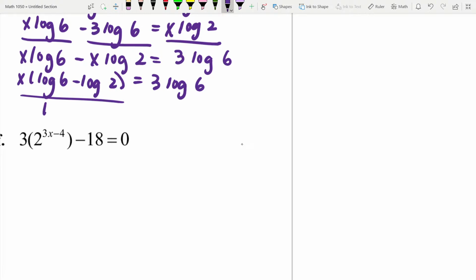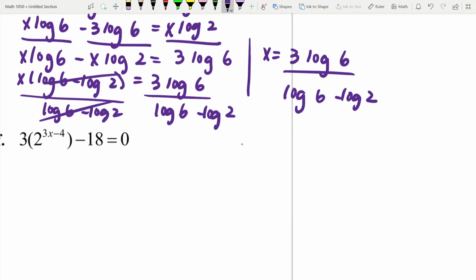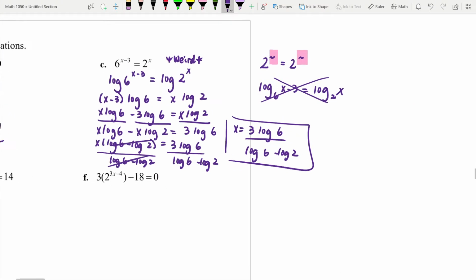Yeah, let's write it out. So let's go log 6 minus log 2 divided by that on that side, and then log 6 minus log 2 on that side. Cross them out over here. So my answer is x equals 3 log 6 over log 6 minus log 2. We're going to do another one like that, okay? We're going to check this, okay?